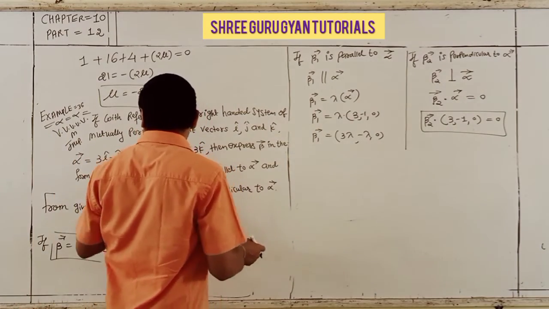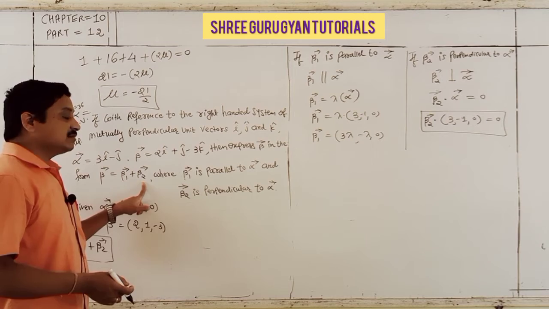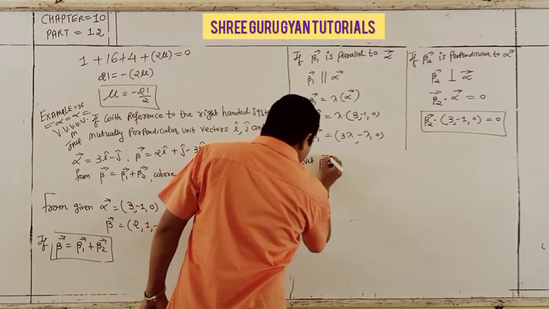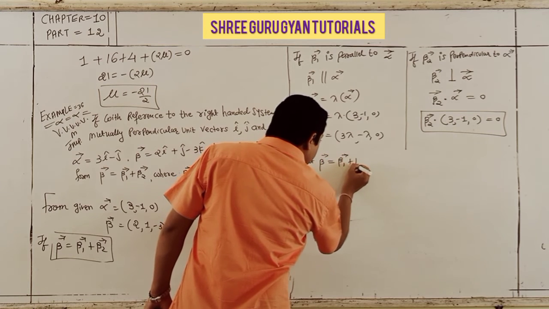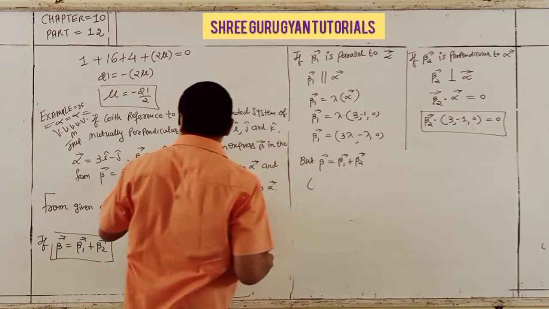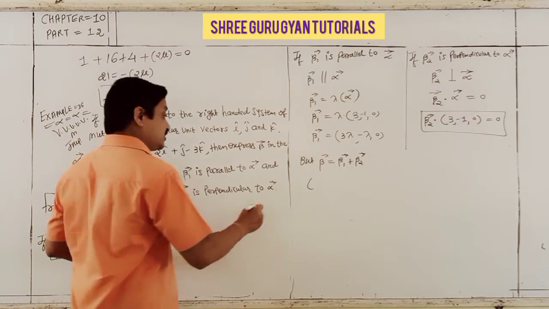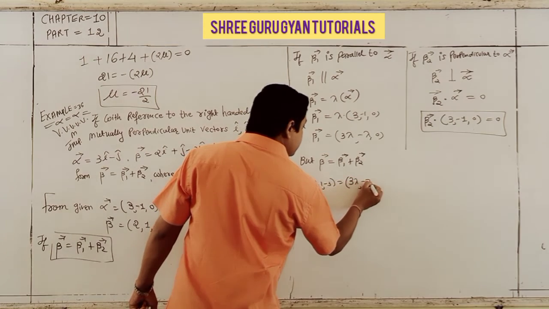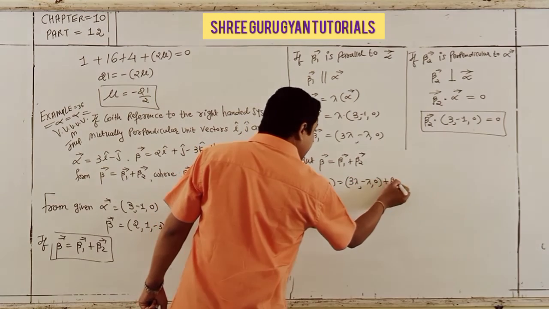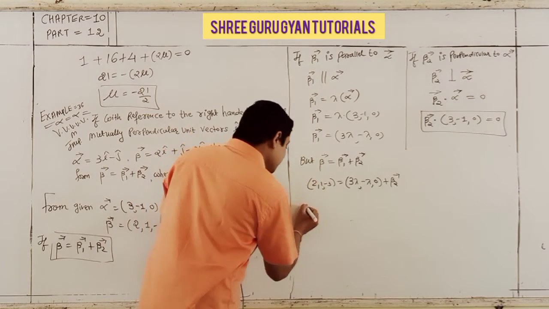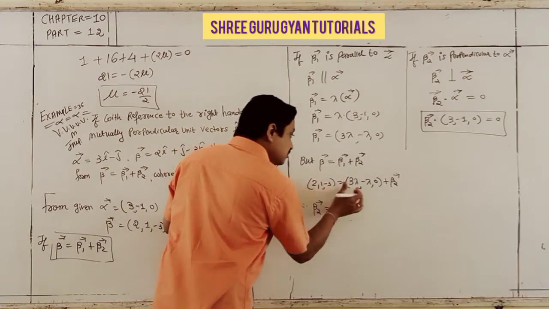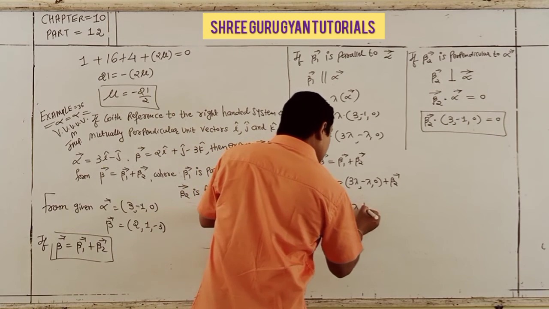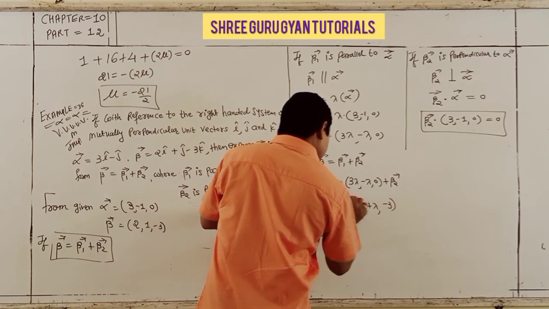So beta is already known. Beta is equal to what? Beta 1 plus beta 2, and the value of beta is known. What's your beta? This is 2, 1, minus 3. Beta 1 is known, 3 lambda, minus lambda, 0, plus beta 2. Now define beta 2, so the value for beta 2 is this minus that. So my answer is, students, 2 minus 3 lambda, next 1 plus lambda, and minus 3.